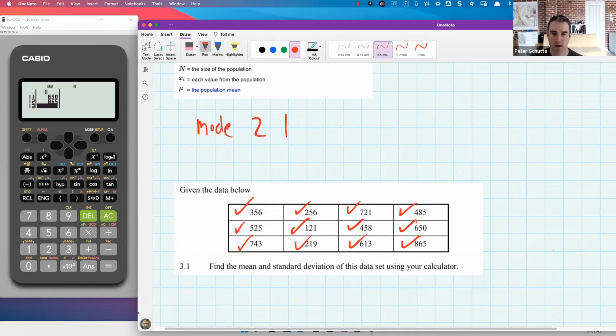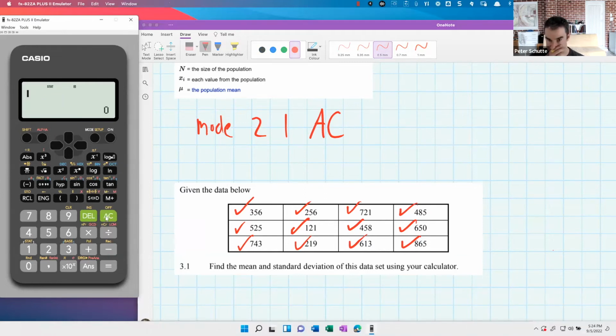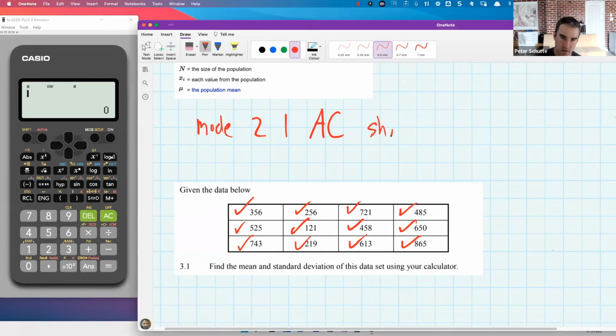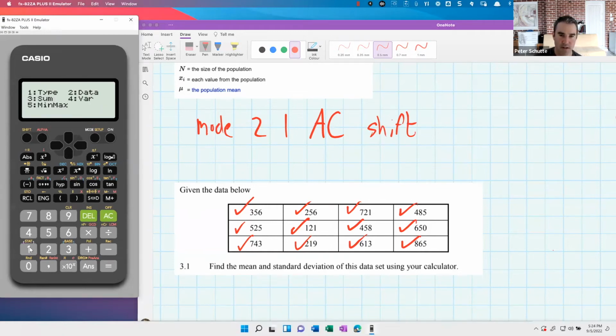So at this point, you are going to hit the AC button. Now you may think, oh my goodness, all hope is lost. I've now lost all my data, but you haven't lost all your data. You guys have done this before. You click shift. So the next thing is to go shift and then hit 1. And you get that thing over there. Shift and then 1.